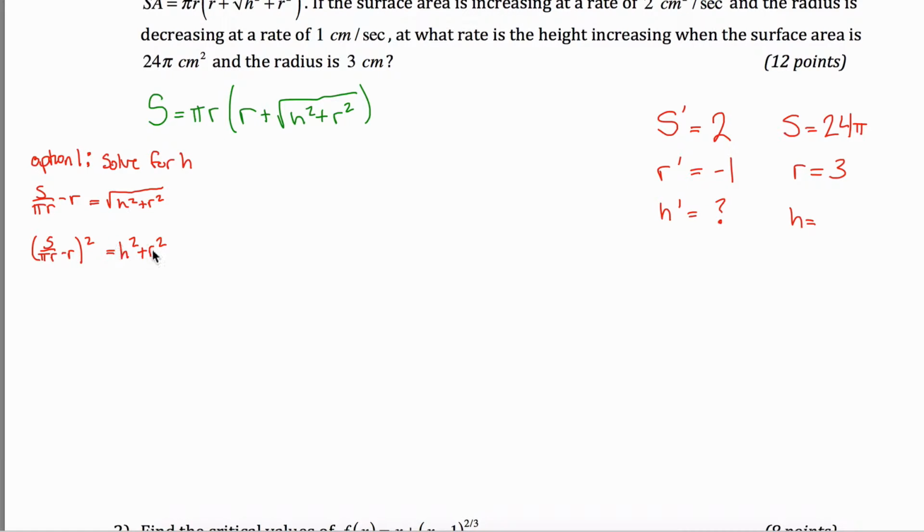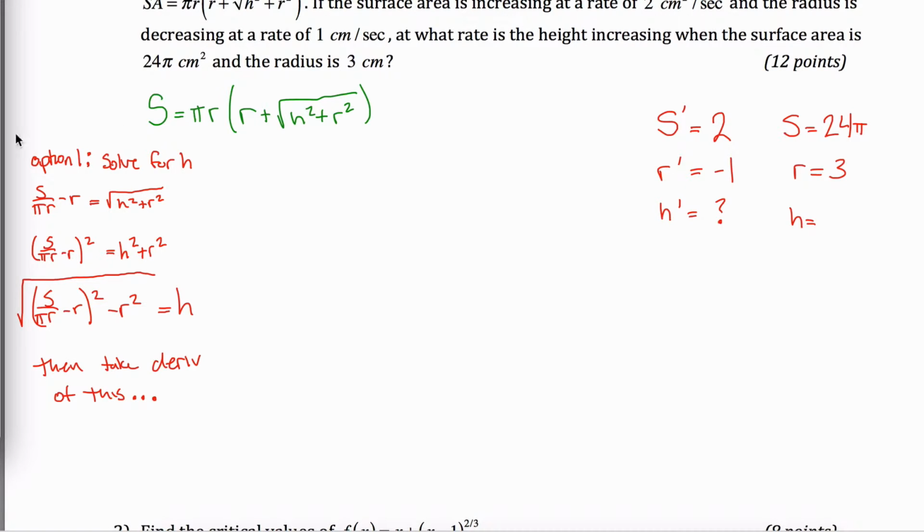I'm trying to solve for h, so I would subtract r squared from both sides of the equation. (S over pi r minus r) squared minus r squared equals h squared. But I don't want h squared, I want h, so I'll take the square root of both sides of the equation to get here. You could solve for h, then take the derivative of this, and I'll put dot dot dot. The advantage of doing it this way is you won't have any h's in your answer. You'll have h prime equals this mess over here. You'll never need to know what h is equal to. That's option 1.